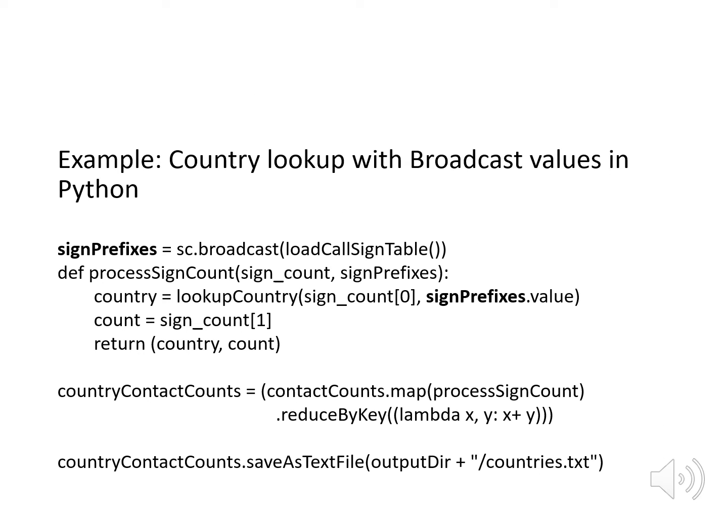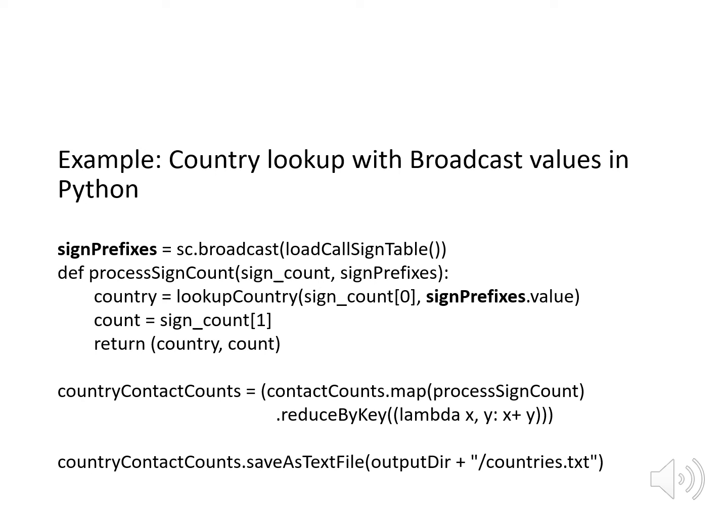Here is an example for the broadcast variable. In this example, the SAM prefix is the broadcast variable. It includes the country's prefix and the country's name. And in this process SAM count function, it uses the values stored in the SAM prefix values. And this process SAM count function is called in the map transformation for the contact counts RDD.